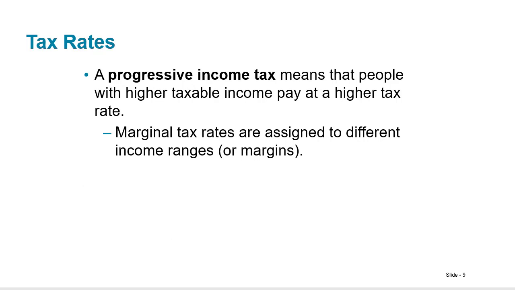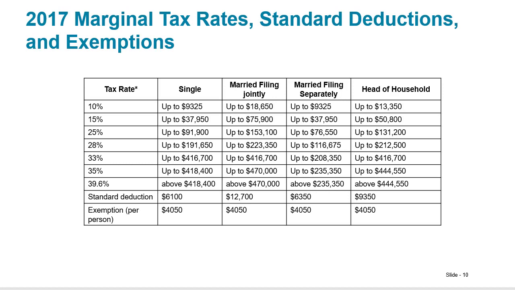A progressive income tax is something where people with higher taxable income pay at a higher tax rate, and then marginal tax rates are assigned to different income ranges or margins. In 2017, these were the marginal tax rates, standard deductions, and exemptions that we had here in the US. Now they've changed a lot since then, but you can get an idea of how the tax rate goes up based on the more money you make, right? And if you're single versus married filing jointly, married filing separately, and head of household.